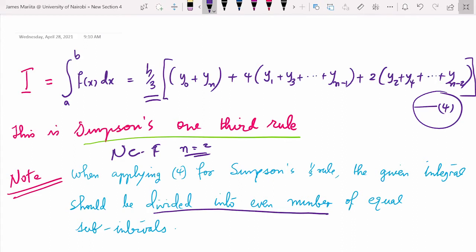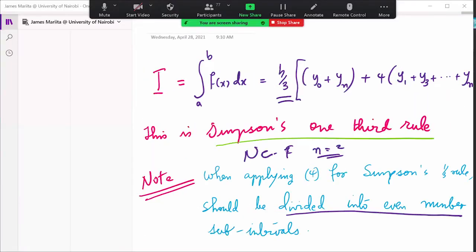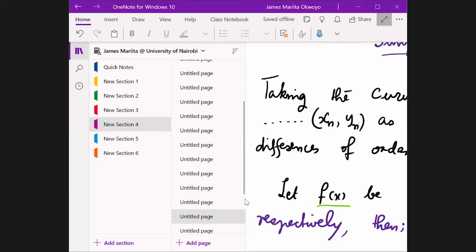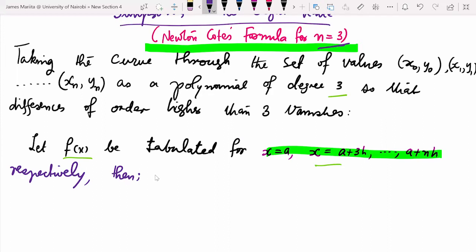Now, we look at another formula altogether today, and this is what we call the Newton-Cortez formula for n is equals to 3. So for this case, we consider a curve which is passing through the set of values x naught, y naught, up to xn, yn, and this to be considered as a polynomial of degree 3, so that the differences of order which are higher than 3 will vanish.